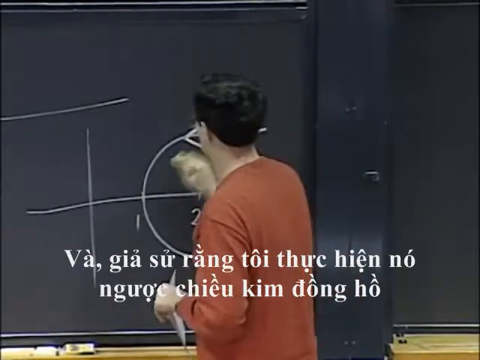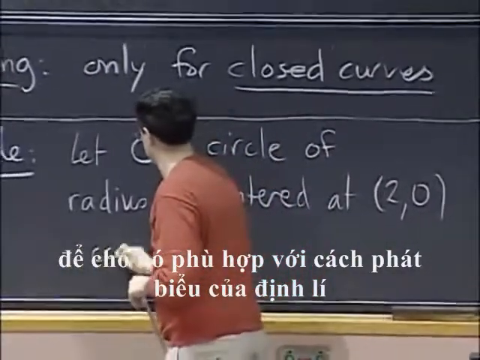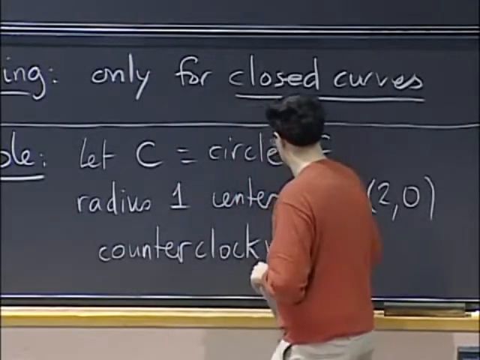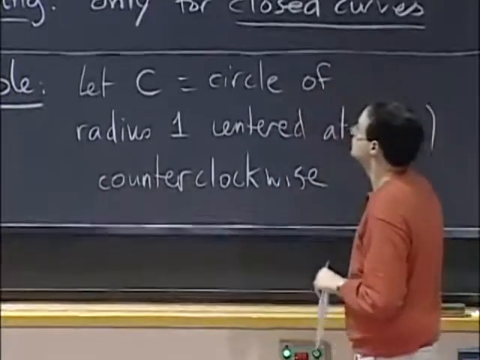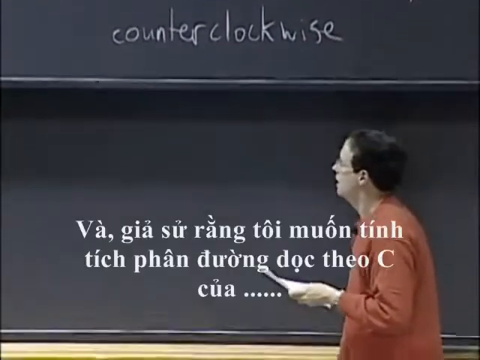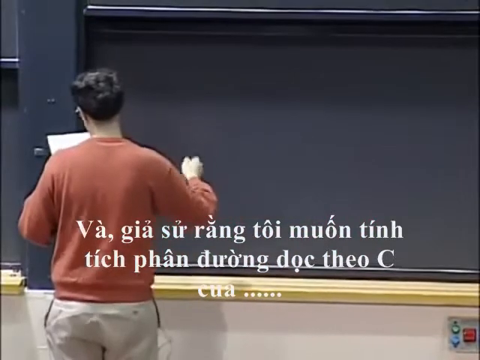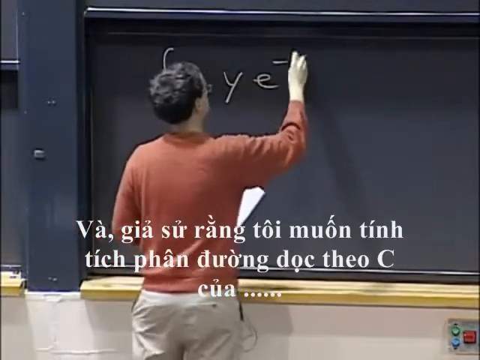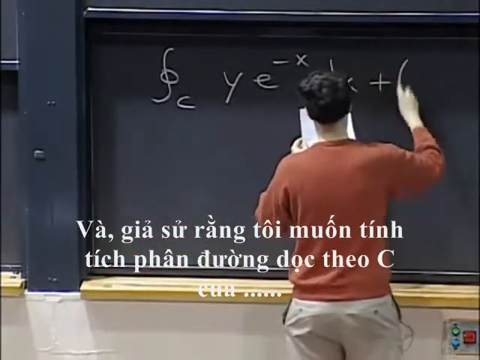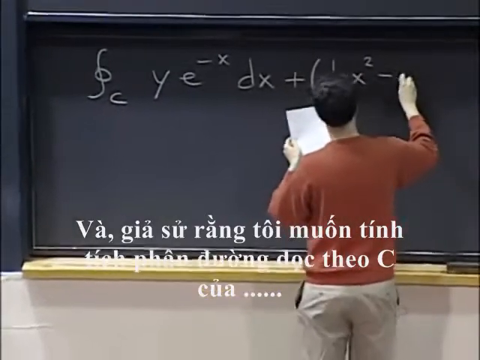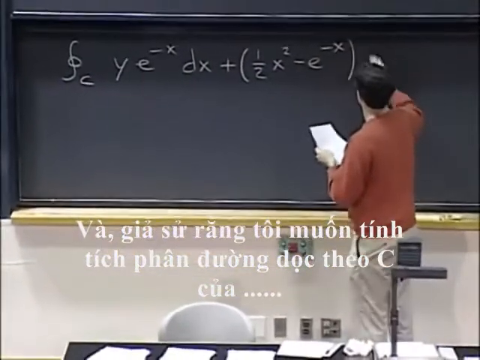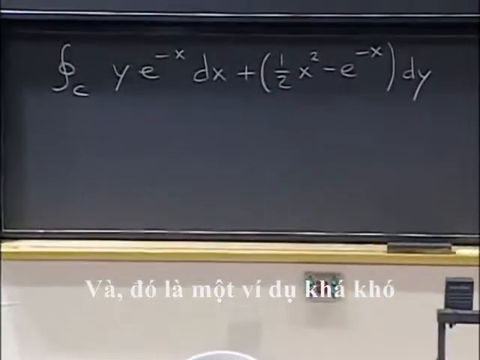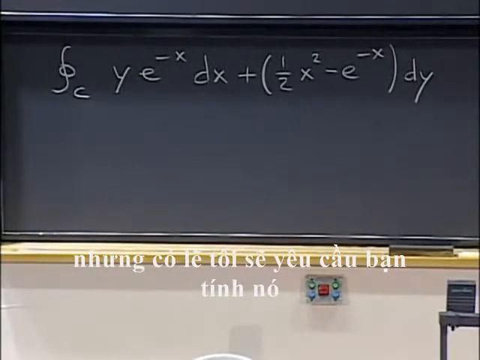And let's say that I do it counterclockwise so that it will match with the statement of the theorem. And let's say that I want you to compute the line integral along C of y e to the minus x dx plus 1/2 of x squared minus e to the minus x dy. And that's a kind of a sadistic example, but maybe I will ask you to do that.